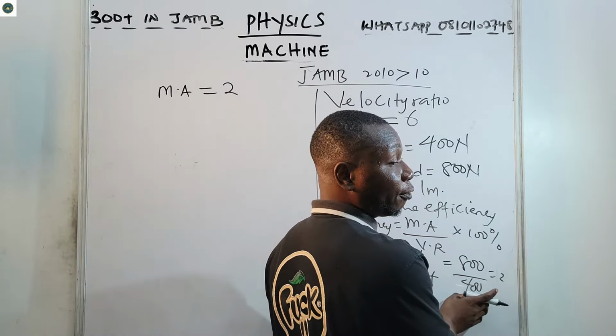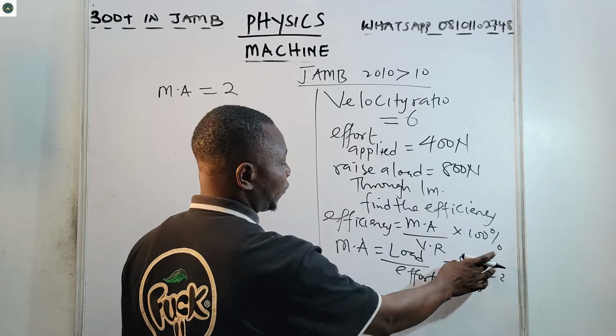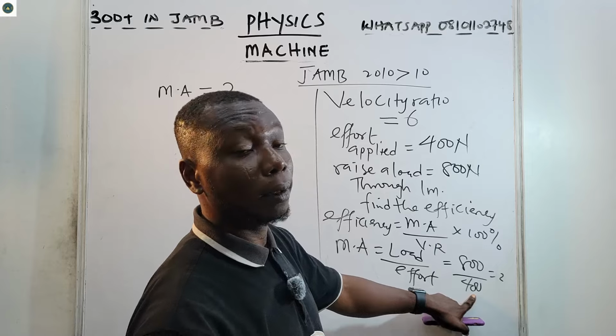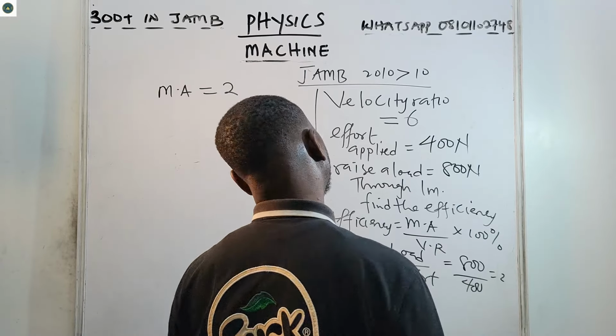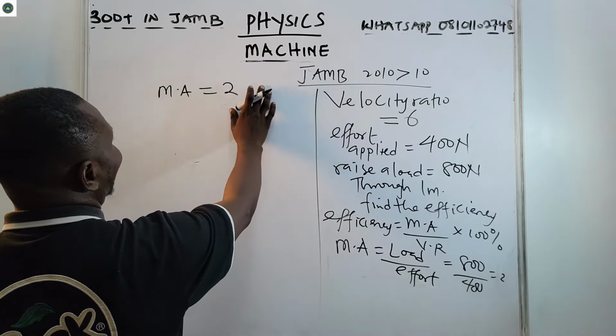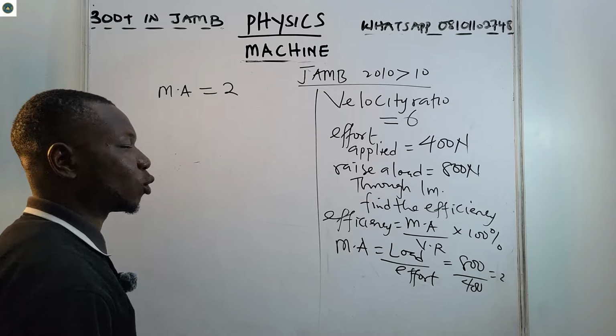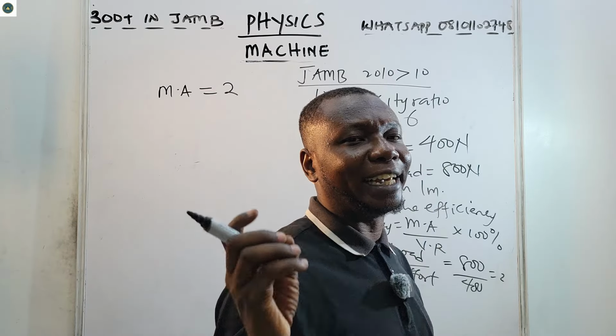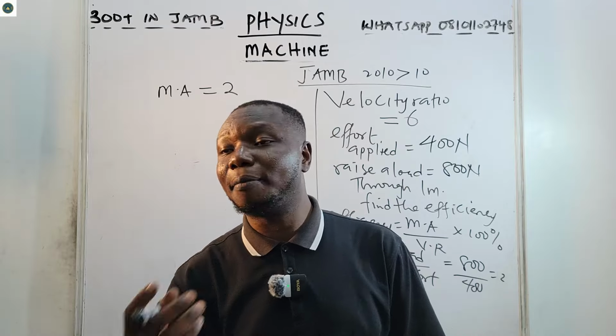We need an effort of 400 to raise the load of 800 Newton. There is mechanical advantage because there is a reduction in the effort that is being applied. So now that mechanical advantage is 2, we need the efficiency. What is the efficiency of that machine? How efficient is that machine?